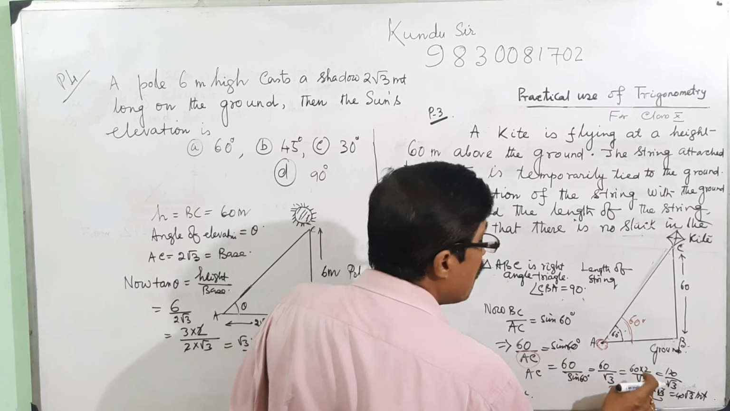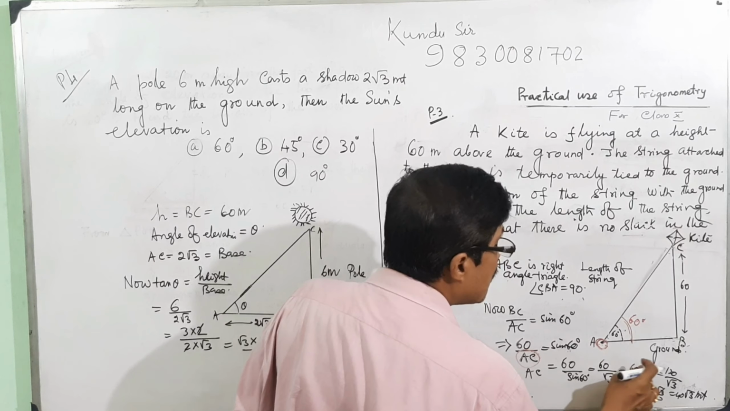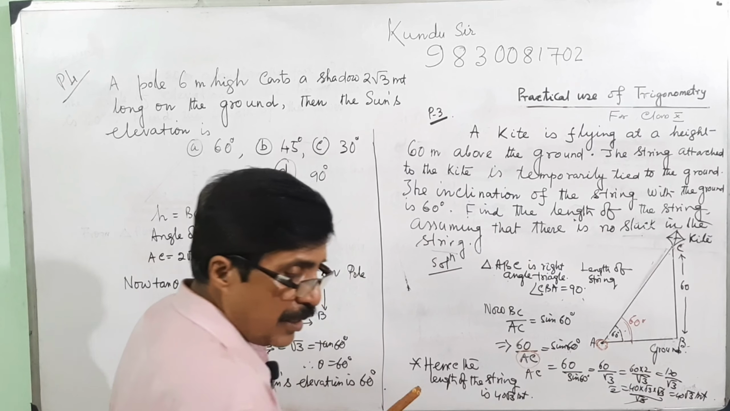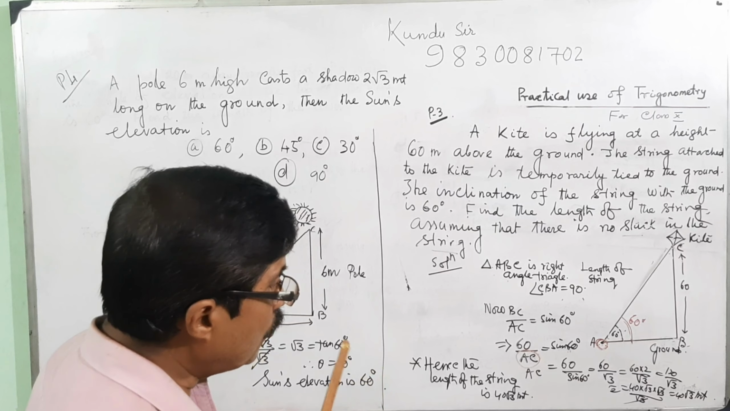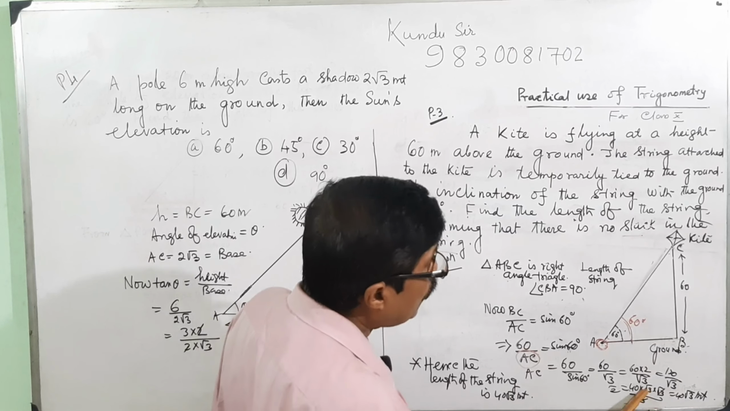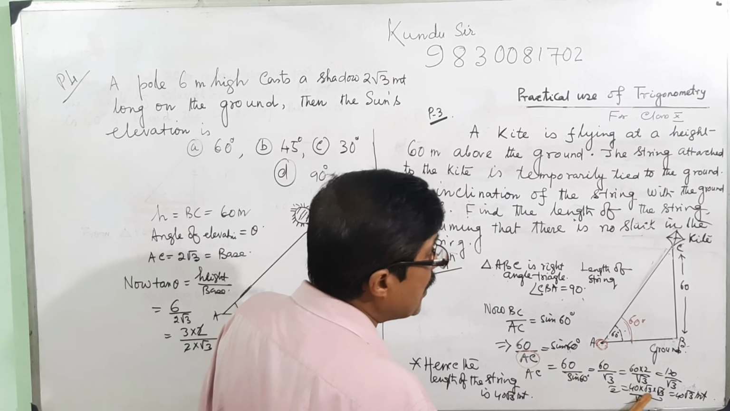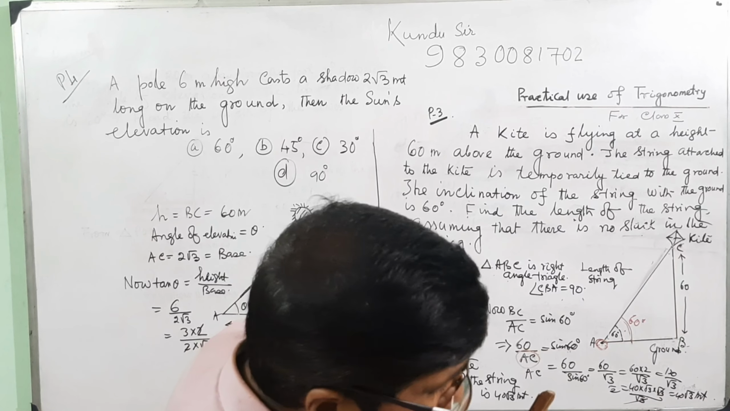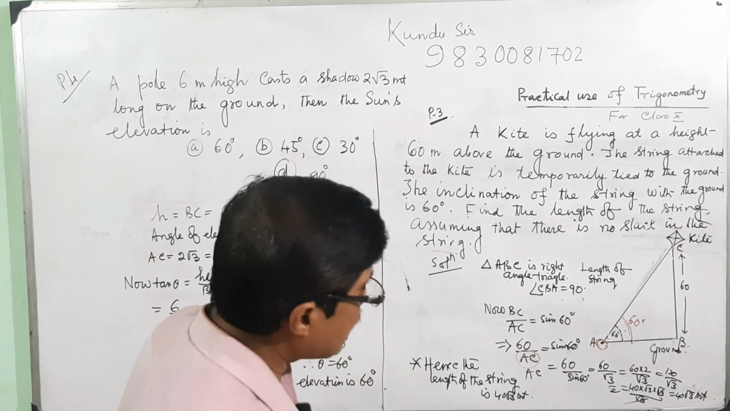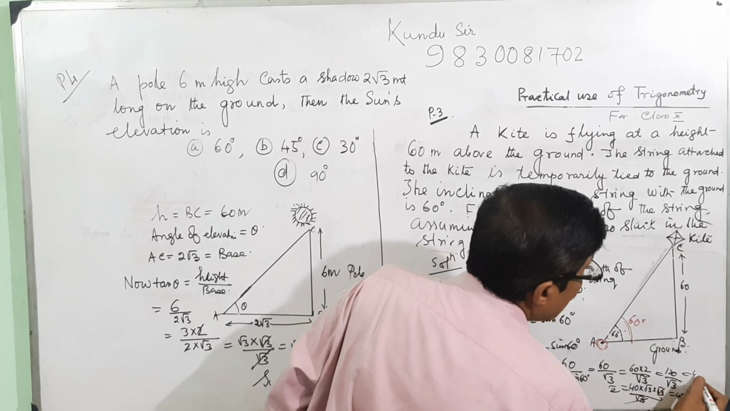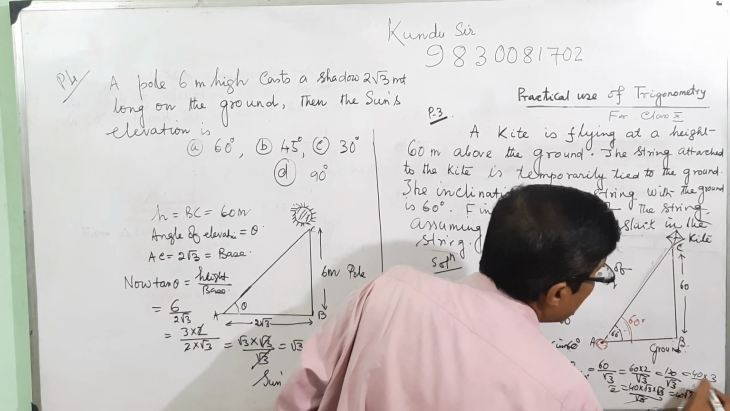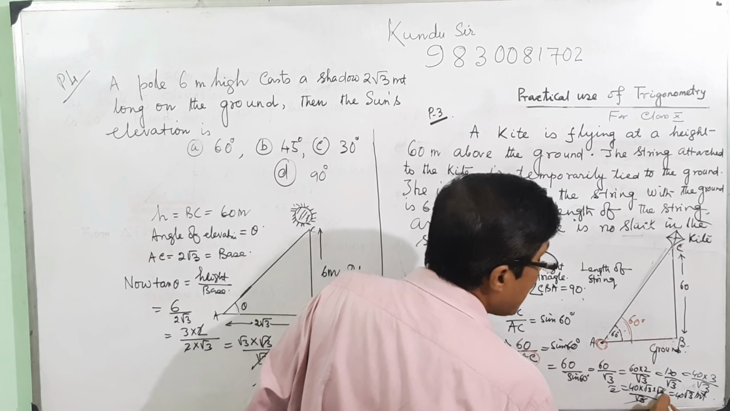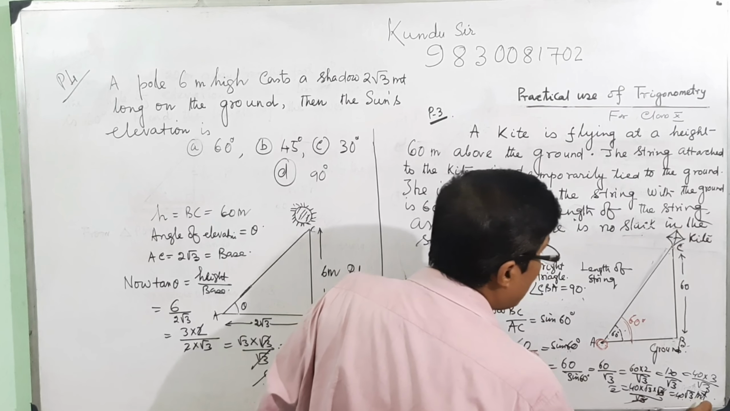That is 60 divided by root 3 by 2, which equals 120 by root 3. 120 can be written as 40 into 3, and 3 can be written as root 3 into root 3. So that is 40 root 3 into root 3 by root 3, and cancelling this, it equals 40 root 3 meter.